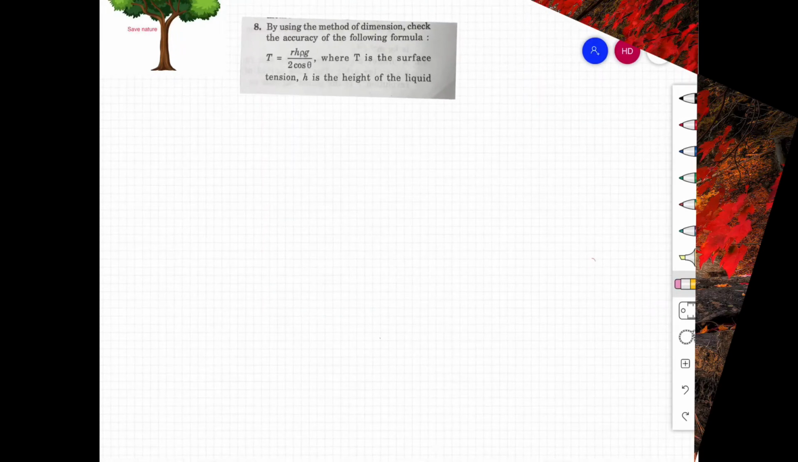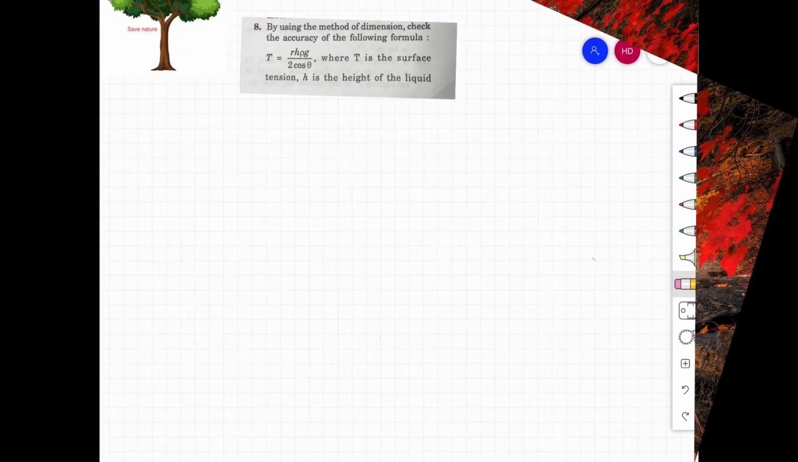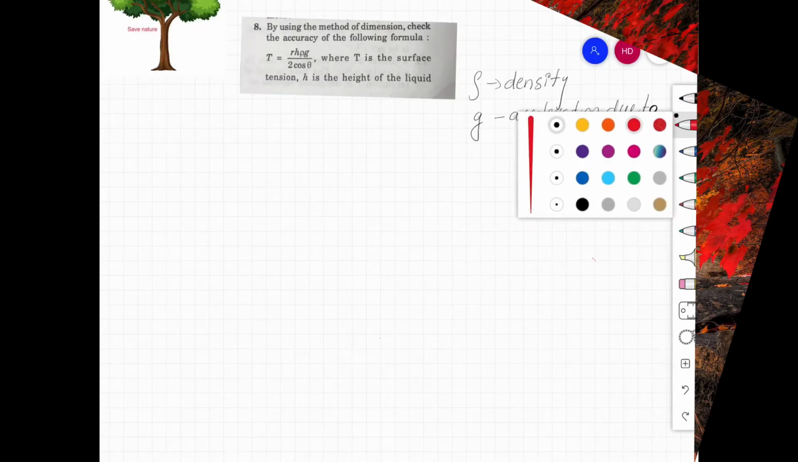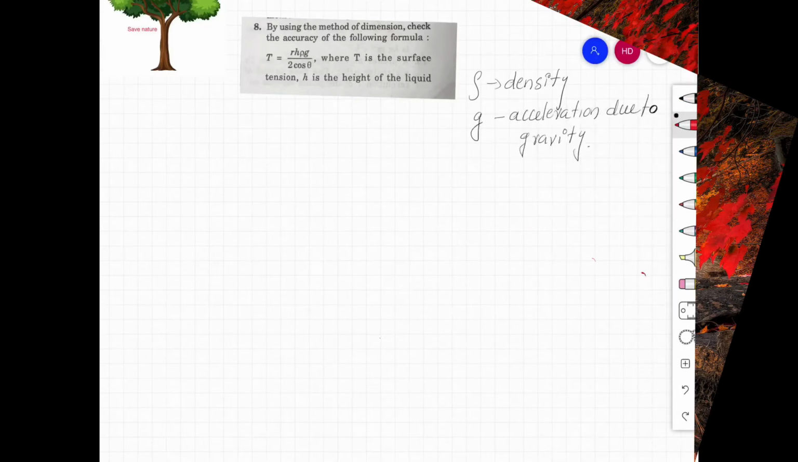and G is the acceleration due to gravity. And cos theta, as you know, is an angle. So how to solve this question? It's very simple. We will compare the dimensions of LHS and RHS. So first of all, what is the surface tension?